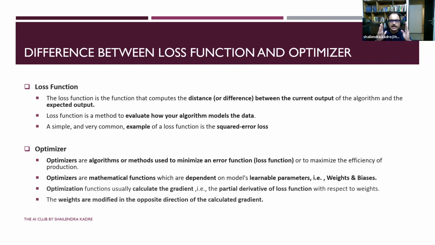Optimization function usually calculates the first order gradient, the partial derivative of the loss function with respect to weights and biases. So what does the optimization function do? It calculates the partial derivative of the loss function with respect to weights and biases. I'll repeat once again. Optimization function calculates the gradient or partial derivative of the loss function with the help of weights and biases. And once we calculate it, weights are modified in the opposite direction of the calculated gradient. If your partial derivative is positive, then your weight will be reduced in the negative direction. If your partial derivative comes out to be negative, then we will increase the weights.